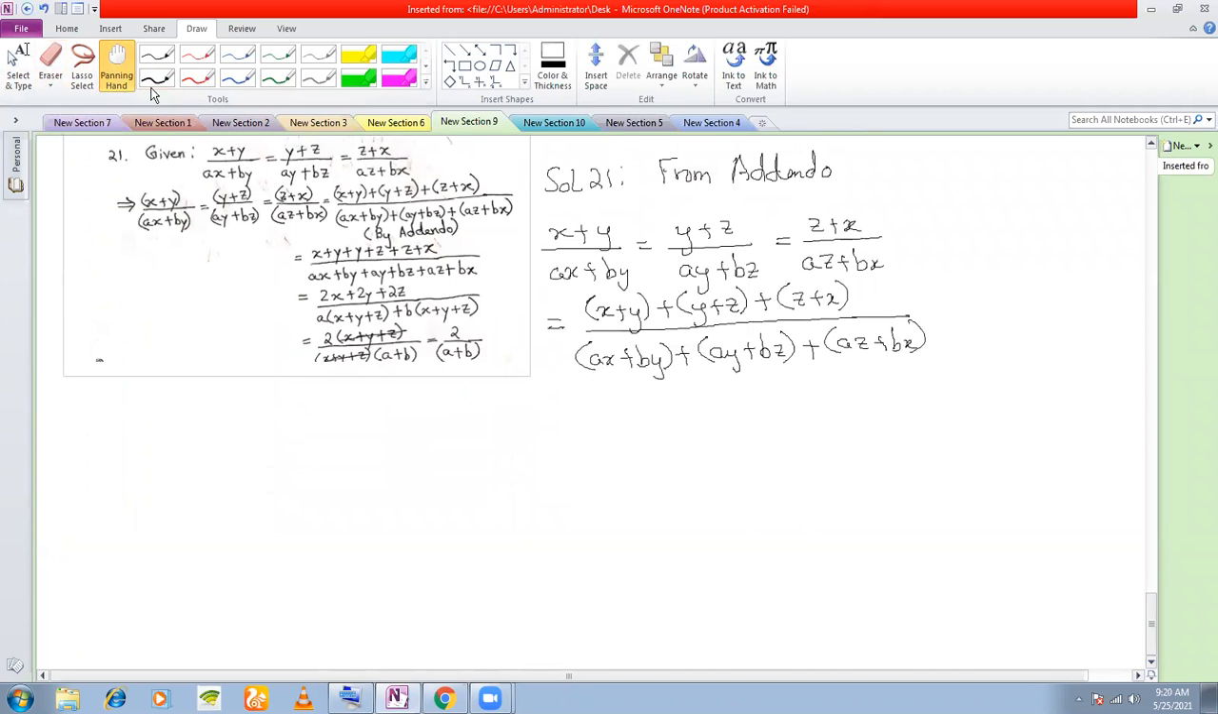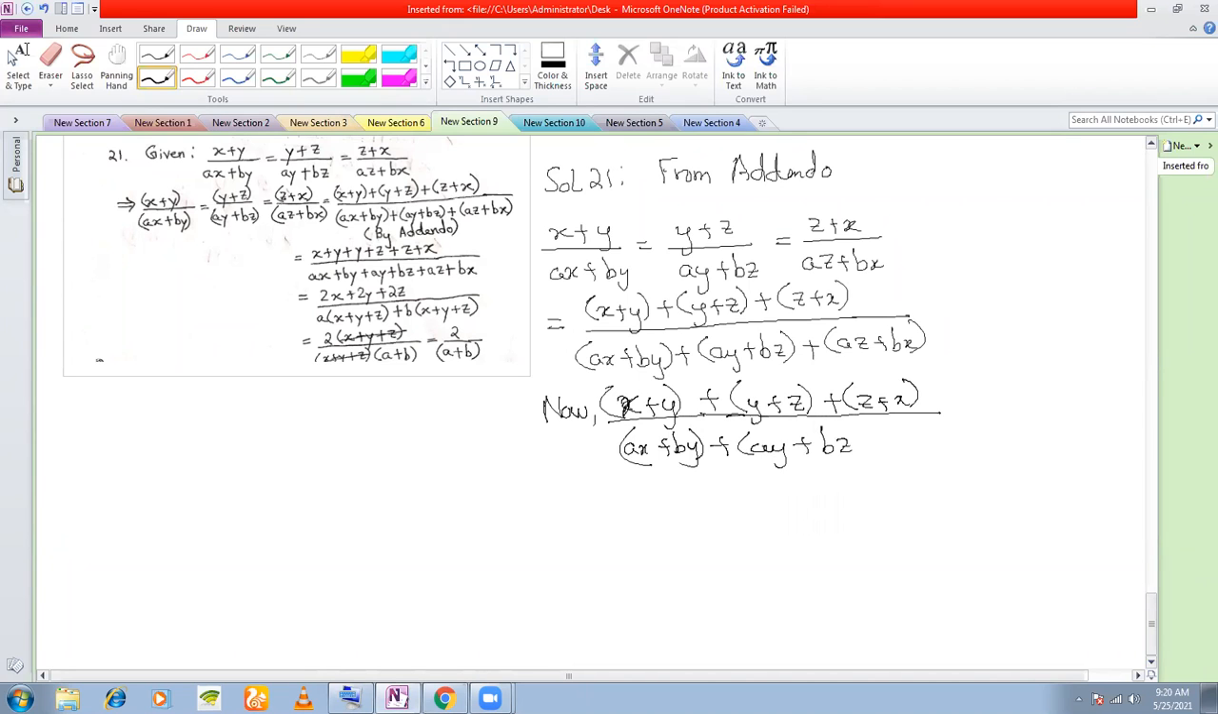So now what is this equal to? This ratio here, x plus y by ax plus by, plus y plus z, plus z plus x, plus ay plus bz, plus az plus bx. This ratio here will show that this ratio is equal to 2 by a plus b. This is what we are going to show.